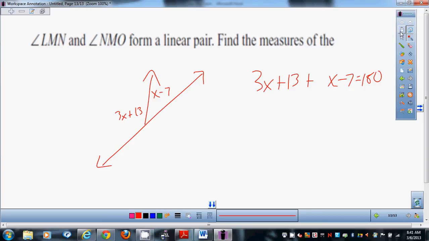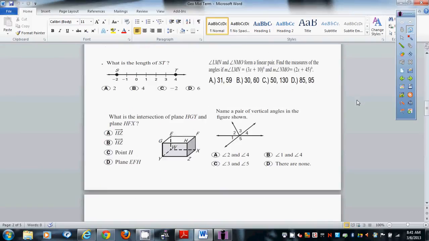Ooh, this is a good one. I like this one. Yeah. Yes.